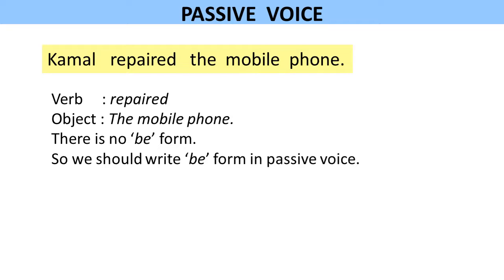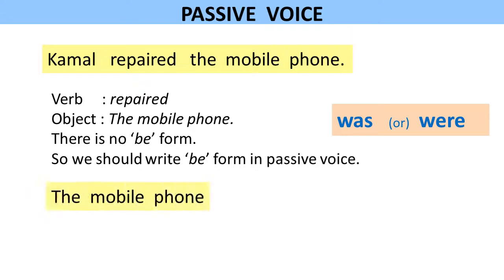And here you see the verb is in the past tense. So past tense means we have two choices, that is was or were. One of these two words should be used. That is based on the object we write. The mobile phone is written in the place of subject. The mobile phone is singular, so we write was. The mobile phone was repaired.